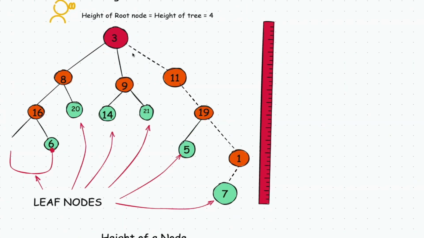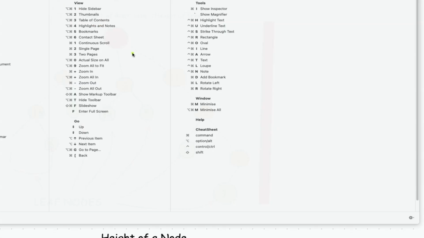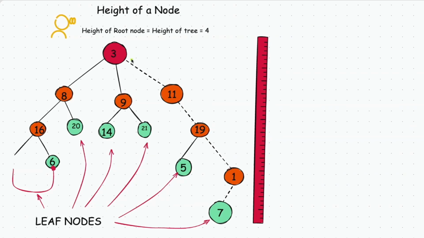So let's consider one more example where we calculate the height of a node and the height of the root node. What could be the height of the root node? The height of the root node is the height of the tree. As we said, the height of any node is the maximum number of edges until it reaches a leaf node. So the height of the root node becomes the height of the tree.